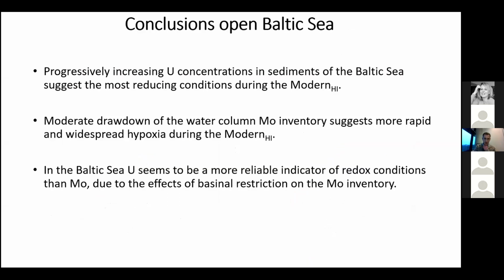So to conclude this part about the open Baltic Sea, we see progressively increasing uranium concentrations, which points out that the modern hypoxic interval is probably the most reducing one. We saw that there's moderate drawdown of the water column molybdenum inventory during the modern hypoxic event, which suggests indeed that there's more rapid and widespread hypoxia during this time. And we also saw that molybdenum alone is not the best indicator for redox conditions in the Baltic Sea, because this basinal restriction is having an influence on the molybdenum records.